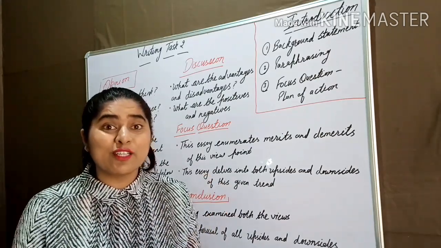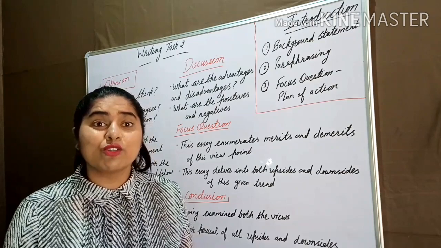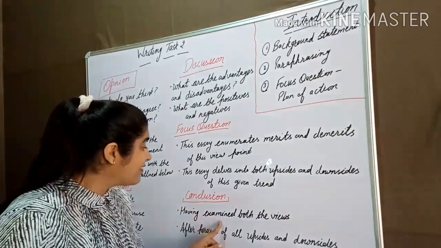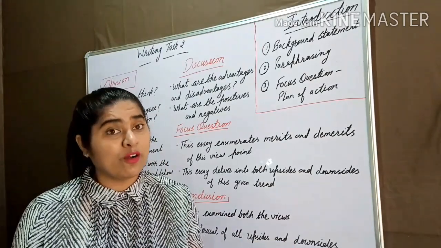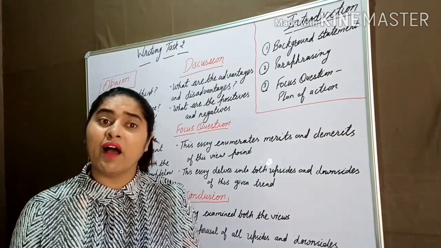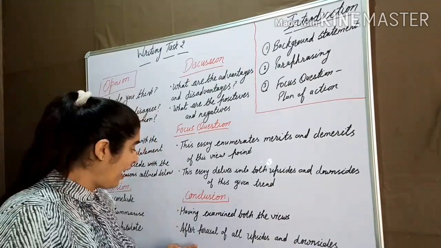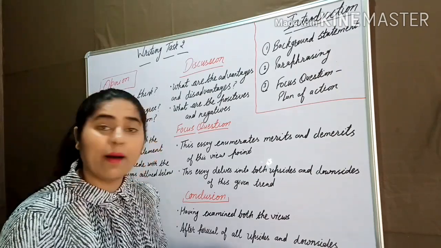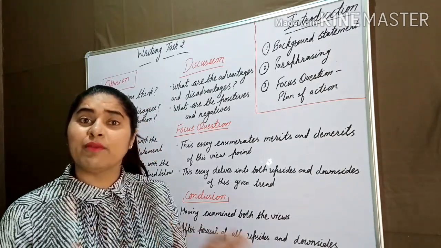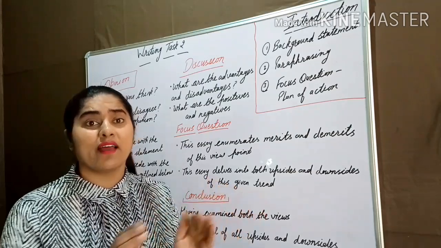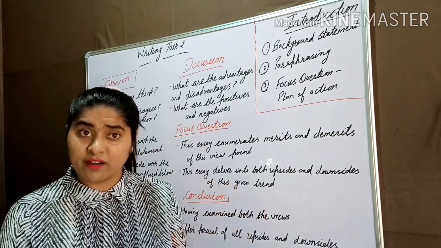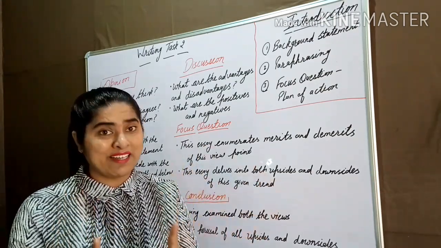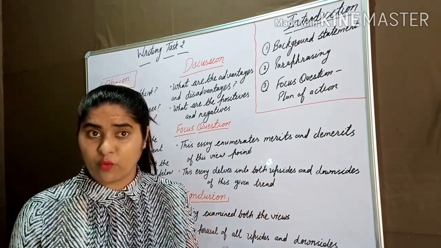So if your question is discussion based, then your conclusion would begin with: having examined both the views. It means you have discussed both the views. Now you are going to write down your conclusion part. Either you can write: after perusal of all upside and downside. It means you have discussed upsides and downsides. Now you are going to write your whole conclusion part. This is all about your opinion based and discussion based questions.